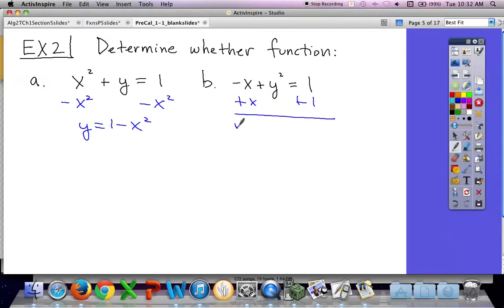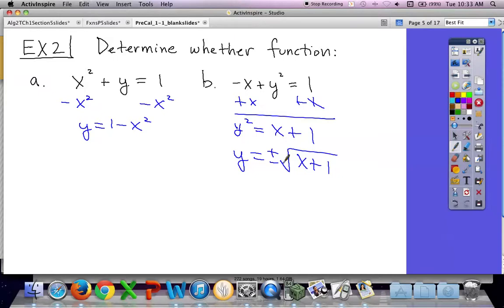On letter B, I have to add x. So y squared equals x plus 1. Right? And then as a last step, I have to take the square root of both sides. What do I get when I take the square root of x plus 1? You get the square root of x plus 1, almost correct. Plus or minus. It has to be plus or minus.